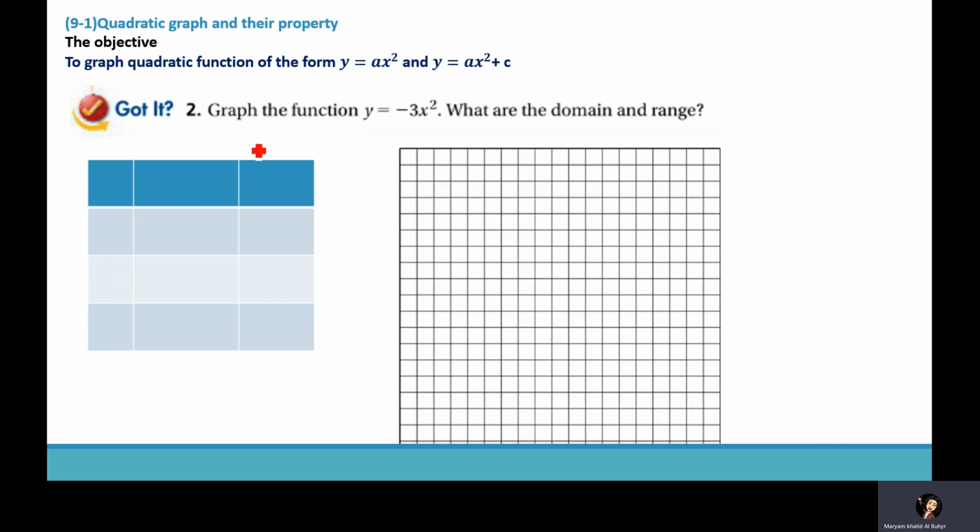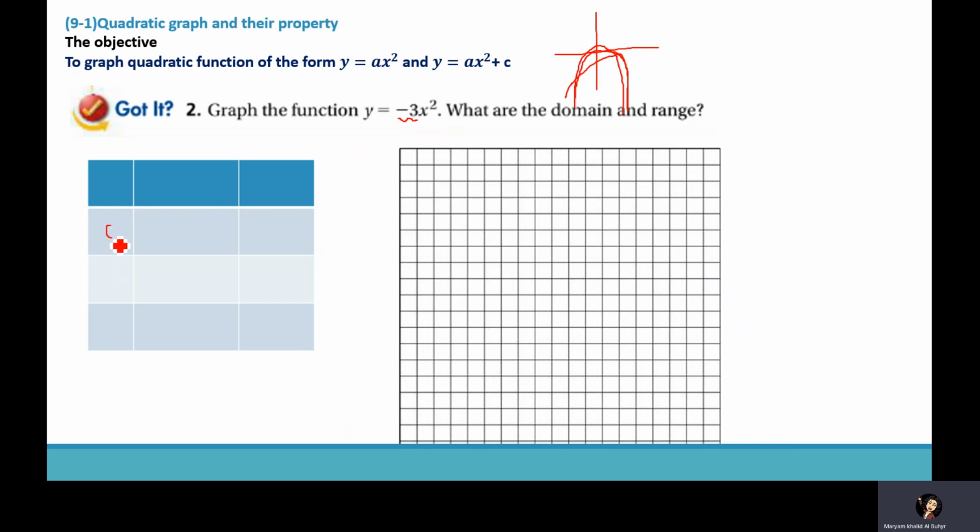Now let's do this one. Since this is negative, for sure I will imagine in my mind that the graph will be like this. Why? Because it's negative, so it will open down. It will reflect down over the x-axis.